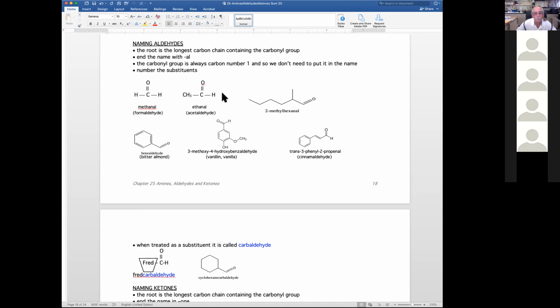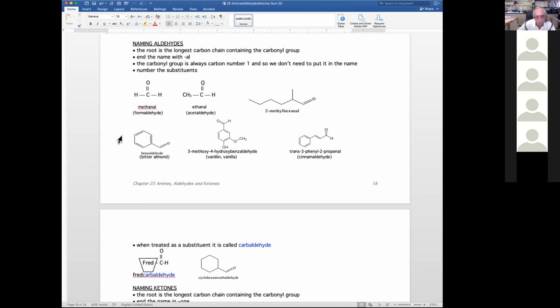Let's see. So here in the stick figure things, I got 1, 2, 3, 4, 5, 6 carbons in a row. So hexane becomes hexanal, and we don't need to put the number 1 because that takes the priority. We're naming it as an aldehyde, so that carbonyl carbon gets number 1. So on the number 2 position, there's a methyl group. So 2-methylhexanal.